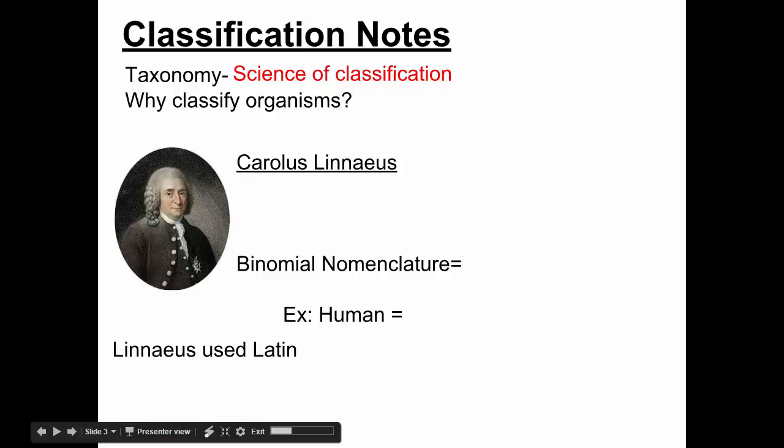Classifying things into groups allows us to understand how species are related to each other, why they're similar to each other, and why they're different from each other. So it can give us information about the living world.